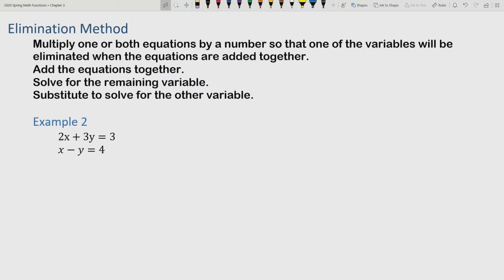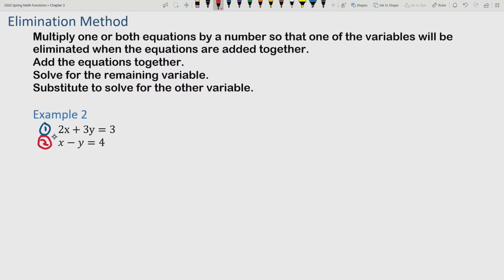The elimination method. To use the elimination method to solve a system of equations, first, you multiply one or both equations by a number so that one of the variables will be eliminated when you add the equations together. Then, you add the equations together. After you do that, you'll have an equation that only has one variable. You'll solve for that variable, and then substitute to solve for the other variable.